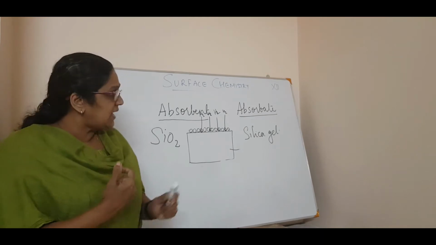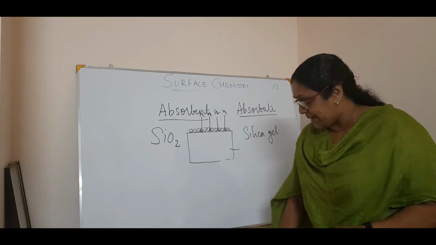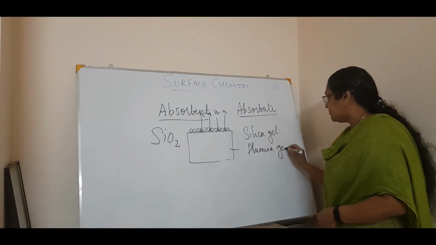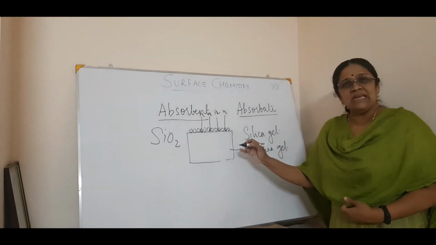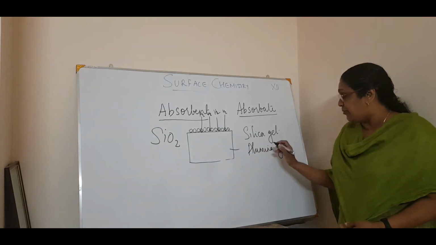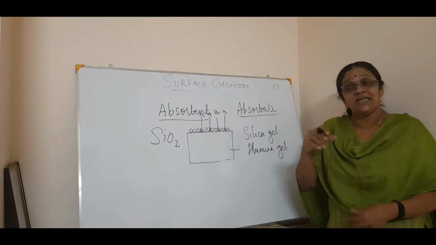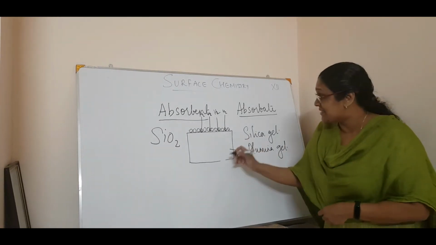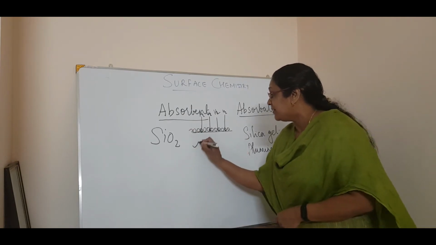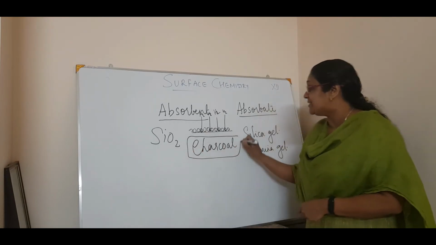Now, the second example, similar to silica gel, is alumina gel. This is mainly sodium aluminum silicate, and from that you will get silica gel and alumina gel. And the common absorber which you find in daily life is charcoal. Have you heard of charcoal? Charcoal, the black one, the carbon. Charcoal is a very good absorber.